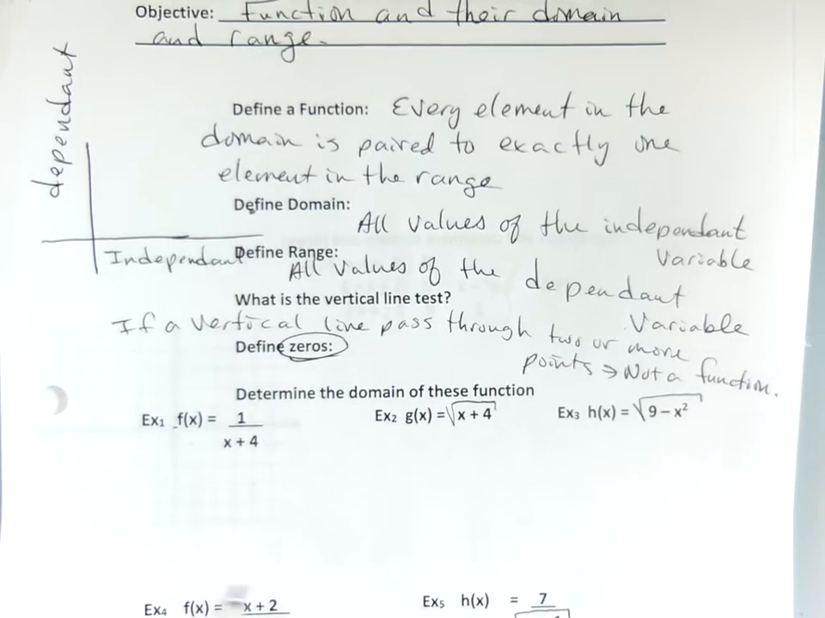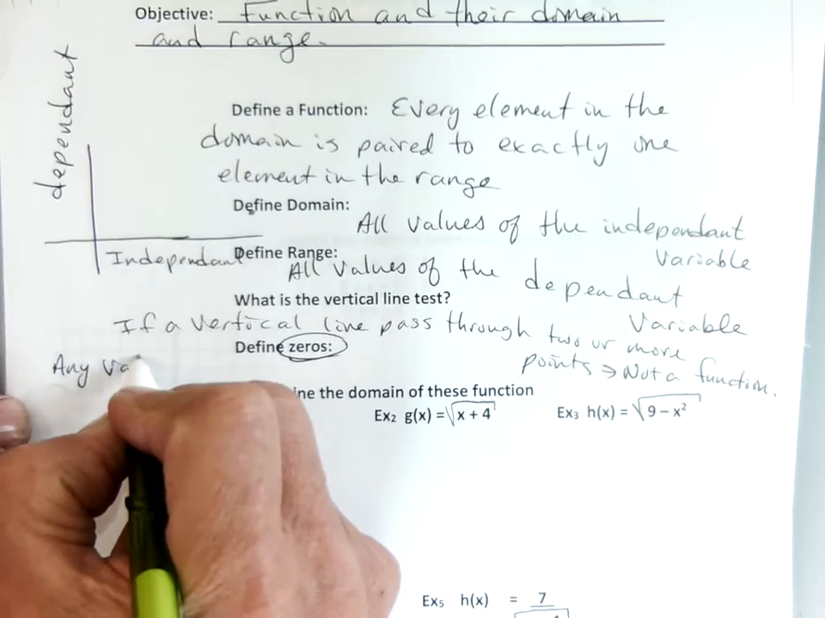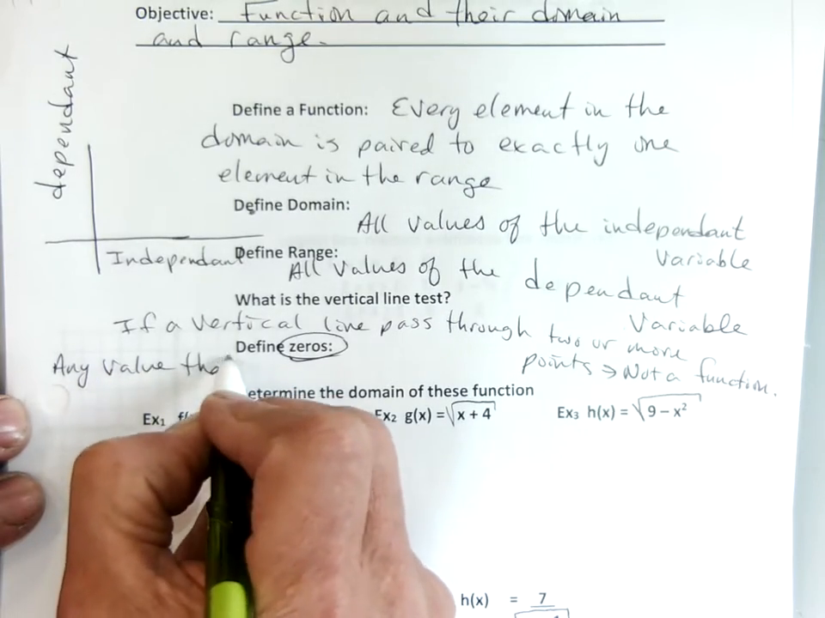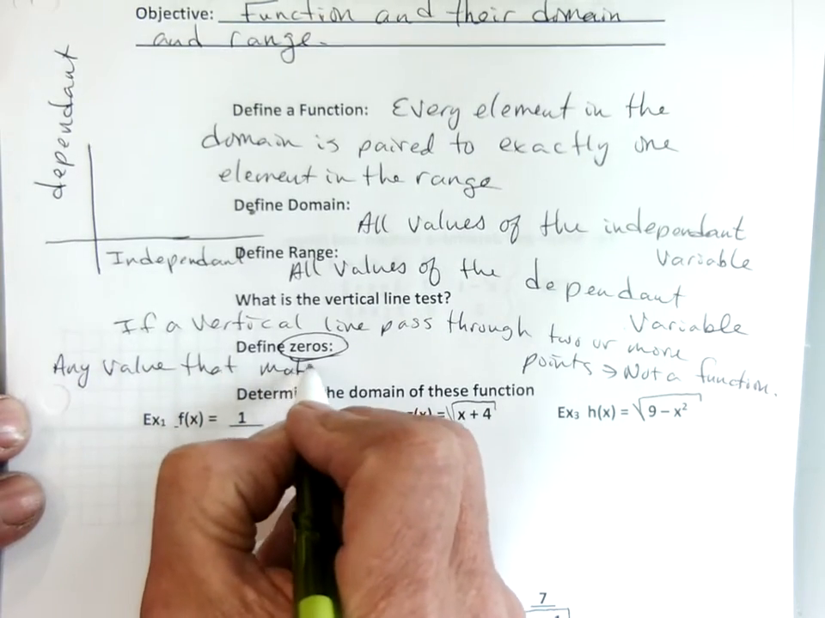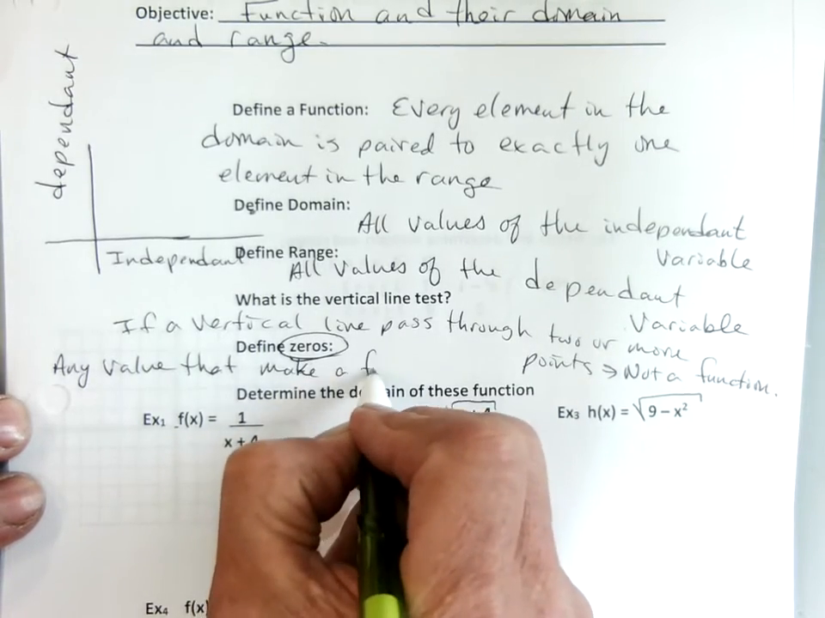Zeros. Okay, do you guys remember what zeros are? Anybody? Roots are correct. The what? Any value that makes the function equal 0. Very good, and they are also called roots. So it's any value that makes a function 0.